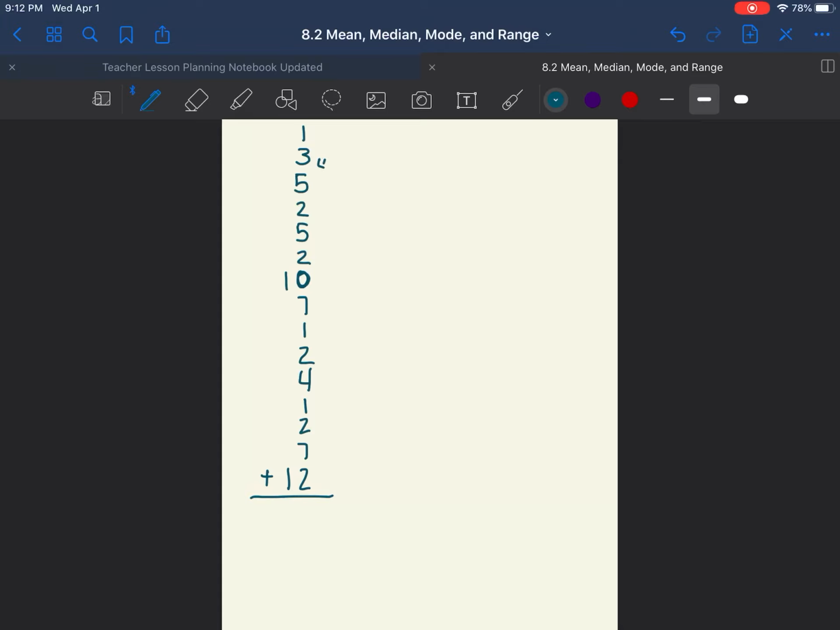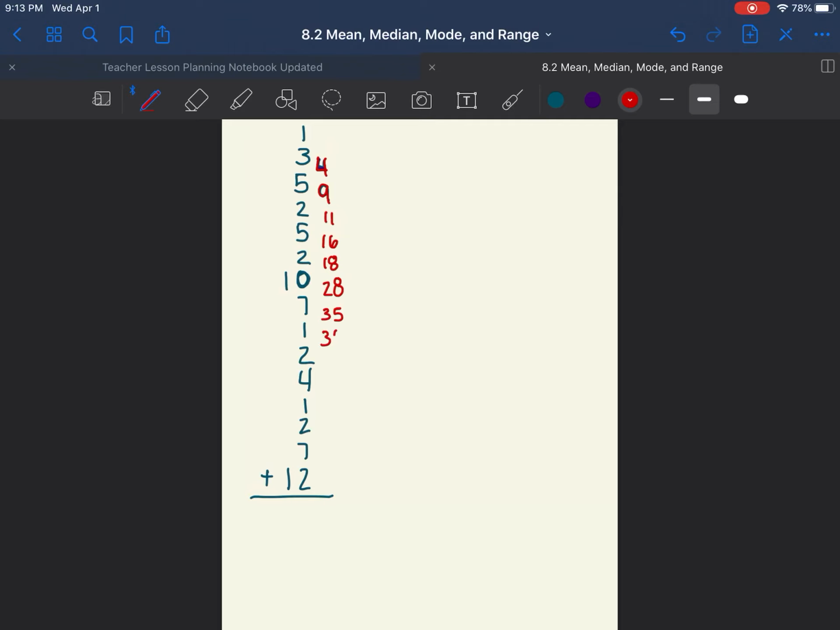1 plus 3 is 4. 4 plus 5 is 9. You see how I'm writing them off to the side? Actually, I'll even do that in a separate color so you can see. All right, 9 plus 2 is 11. 11 plus 5 is 16. 16 plus 2 is 18. 18 plus 10 is 28. 28 plus 7 is 35.